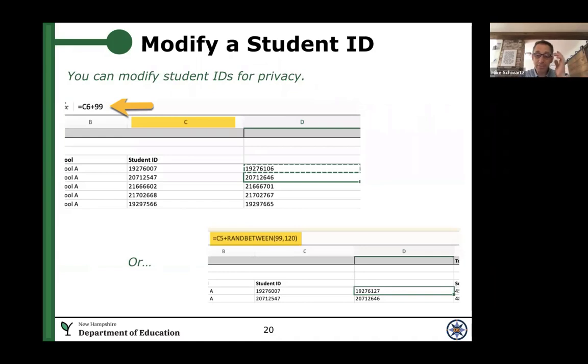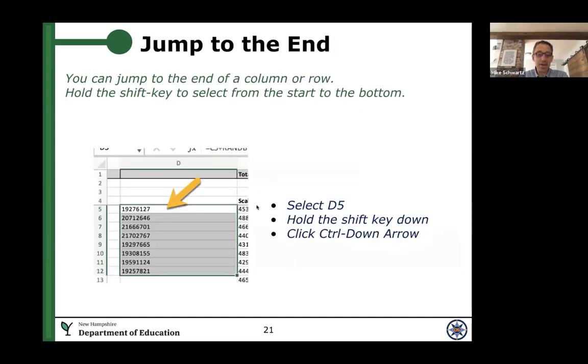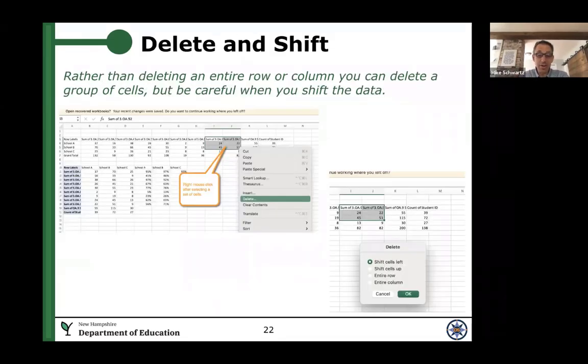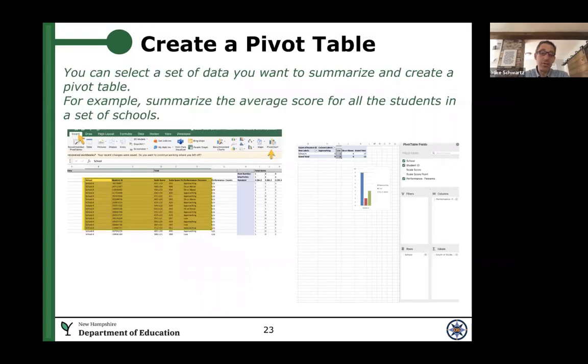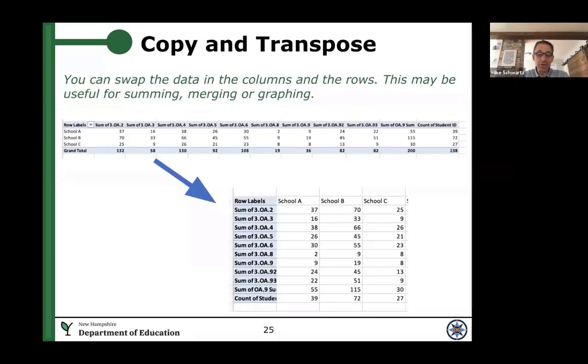It's columns at the top of a sheet. How you can modify a value, so that rather than showing a student ID, you're showing something else that's not quite exactly the student ID, in case you want to make that private. How you can jump to the end: if you hold the shift key down and click with the control and the down arrow, that lets you select a whole group of rows, and we'll talk through that. Then we'll do some deletions, a pivot table, and a couple of charts.